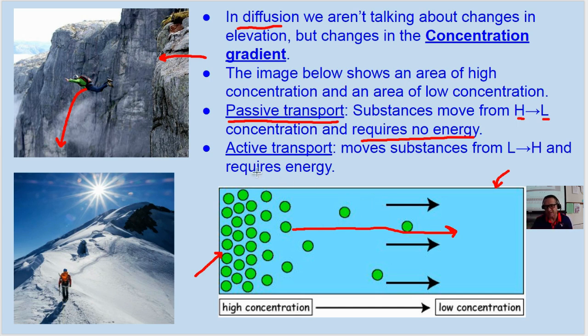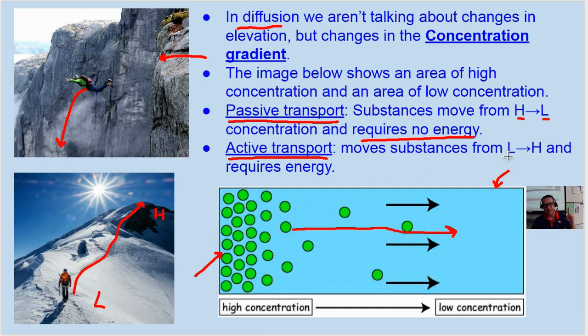Now, the opposite of passive transport is active transport. So remember, there are three different types of passive transport: diffusion, facilitated diffusion, and osmosis. Whereas active transport is just active. Now, there are different types of active transport, but we're not going to get into them in this unit. But look, this guy is climbing the mountain. He's going from low on the mountain all the way to the top, from low to high. Obviously, this takes a lot of energy for this guy to climb all the way to the top.